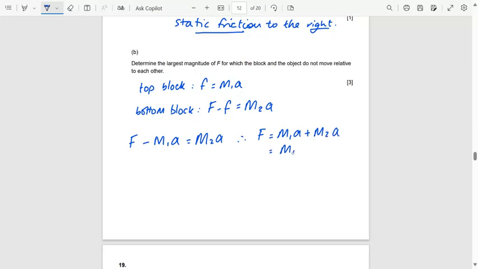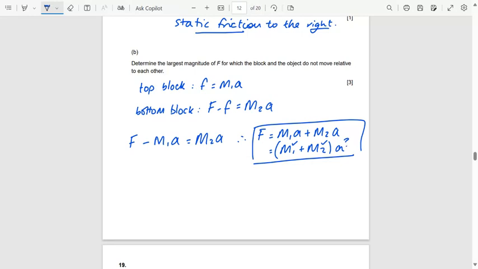What you could do is put them into brackets, but you don't need to. All right, so we have an expression for capital F. Now, in order to calculate the overall force, we need to know the two masses, which we're given. So we're given that, and the acceleration. We don't have the acceleration, but we can find it.